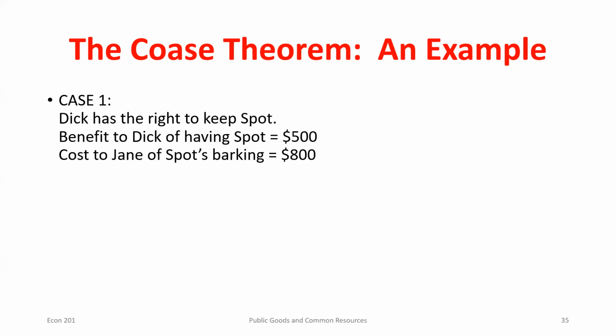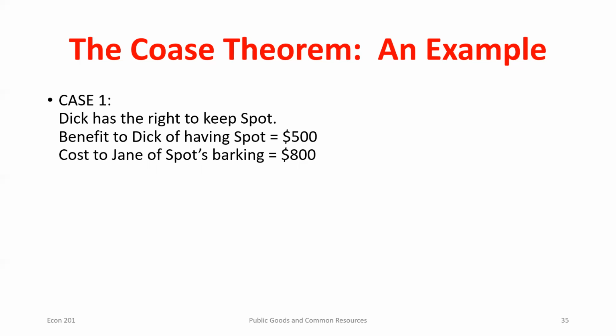So let's think about the first case. Let's think about if Jane has a higher cost from this dog barking than Dick has benefit from owning this dog. Well, in this case, Jane would pay up to $800 to get rid of this dog.